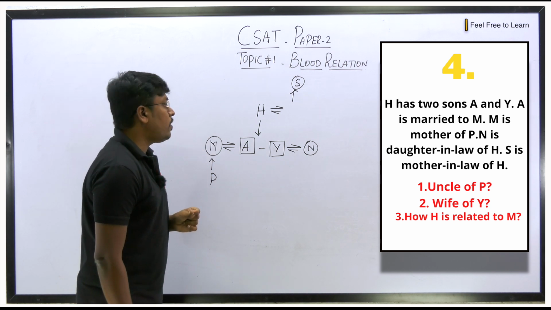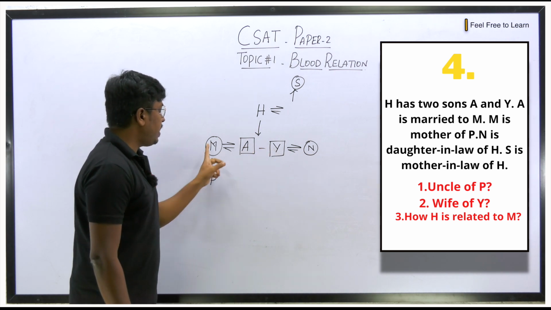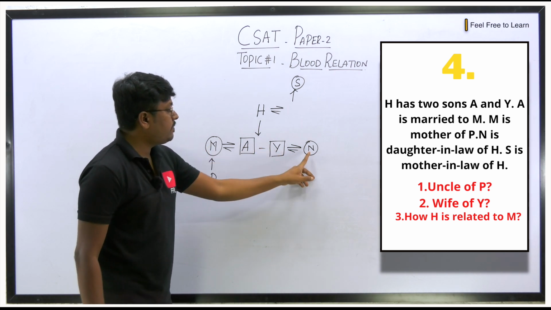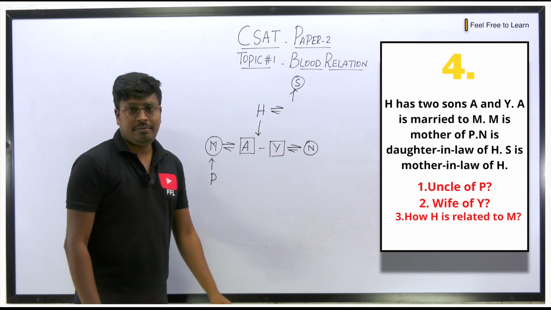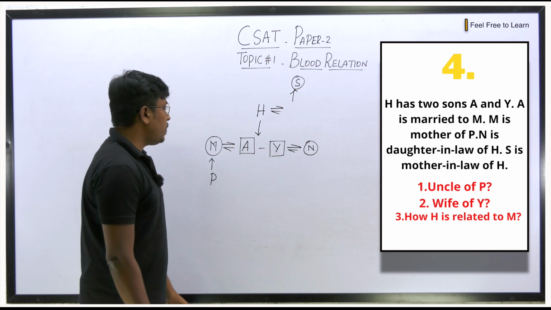Second question, wife of Y. Wife of Y, I think it's N, right? So we know that A's wife will be M and Y's wife will be N. So we can say that Y's wife is N. Third question, how H is related to M.